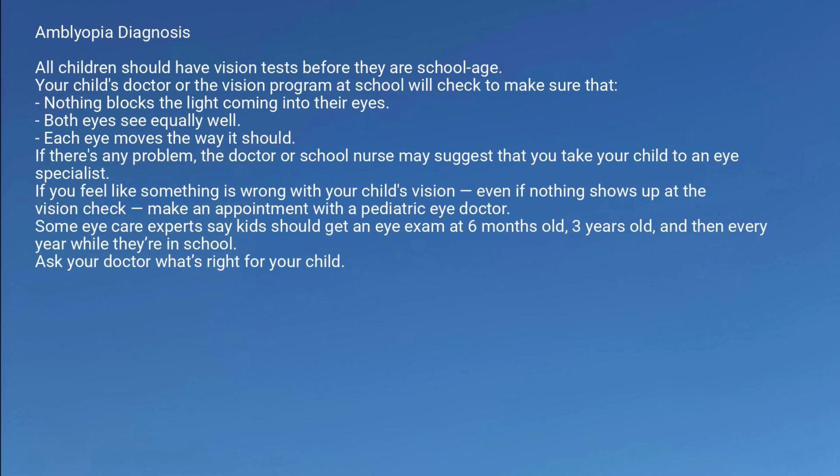If you feel like something is wrong with your child's vision, even if nothing shows up at the vision check, make an appointment with a pediatric eye doctor. Some eye care experts say kids should get an eye exam at 6 months old, 3 years old, and then every year while they're in school. Ask your doctor what's right for your child.